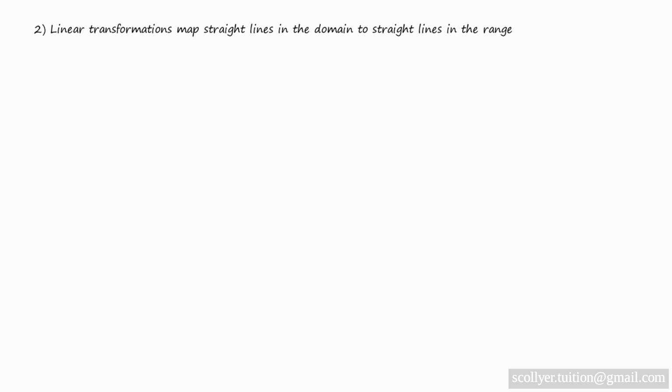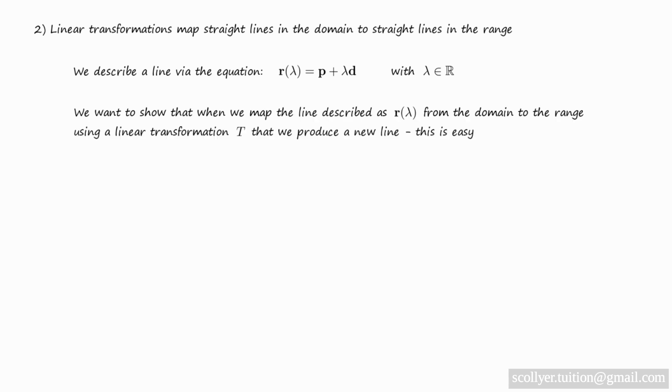We now show that linear transformations map straight lines in the domain to straight lines in the range. We know that we describe a line using the vector equation r(λ) = p + λd, with λ being a real number. And so we need to show that when we map the line, which is described as r(λ), from the domain to the range, then we produce a new line. And in fact, this is quite easy.